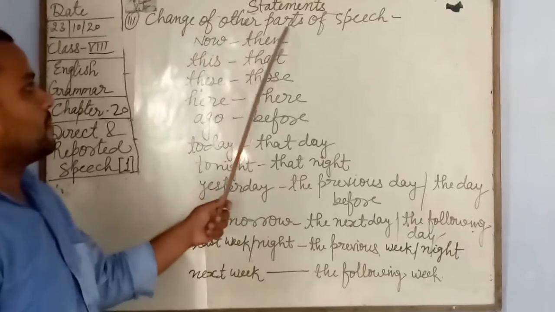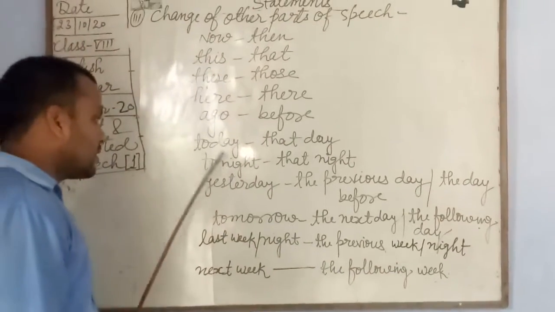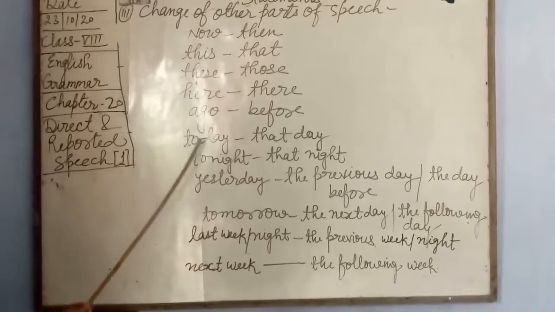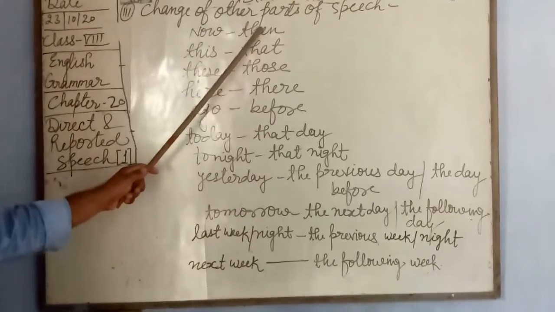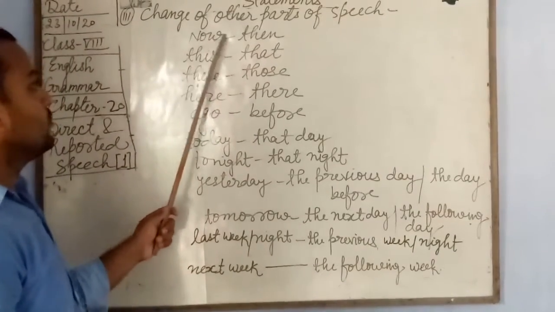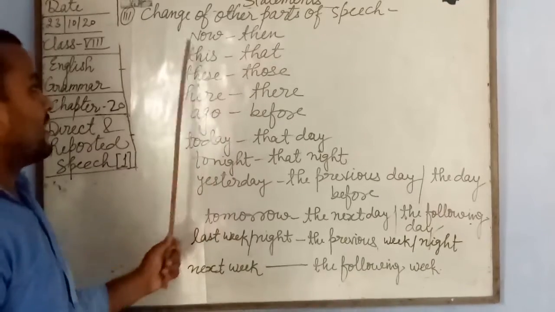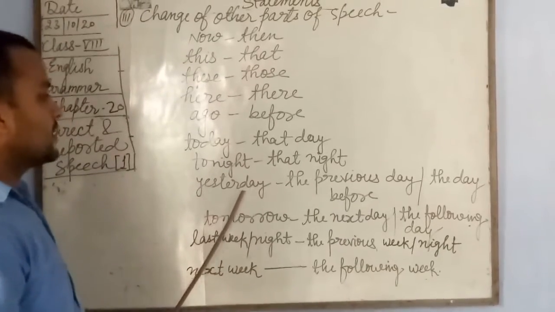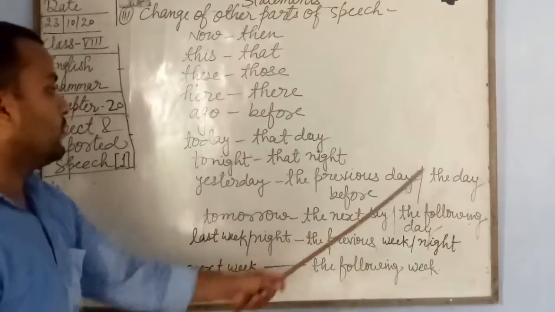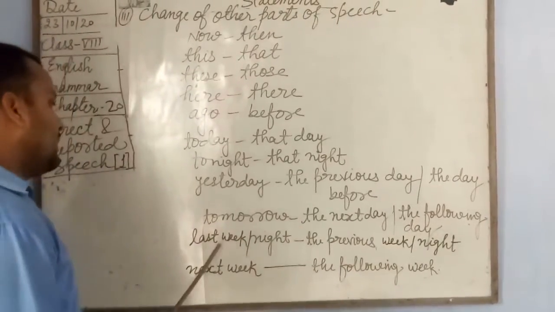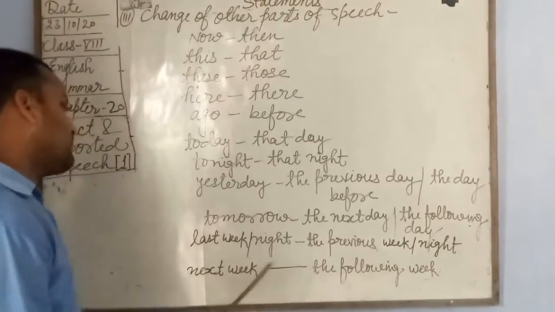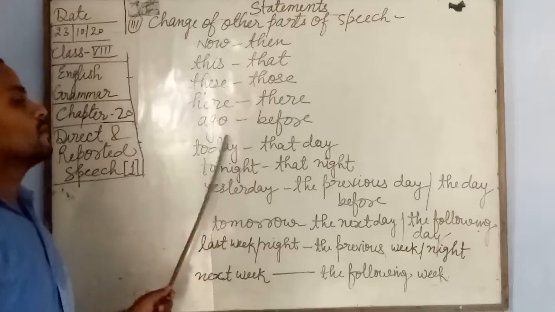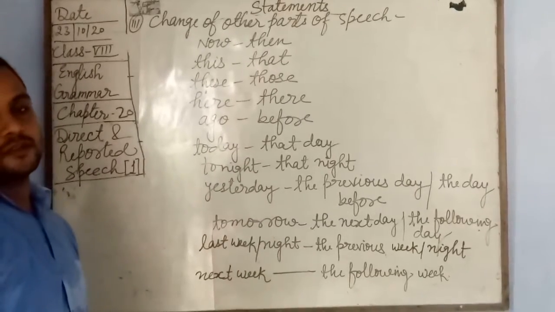Now see the third rule, change of other parts of speech. If these words are in direct speech, then they will be changed into these words: now into then, this into that, these into those, here into there, ago into before, today into that day, tonight into that night, yesterday into the previous day or the day before, tomorrow into the next day or the following day, last week or night into the previous week or night, next week into the following week.